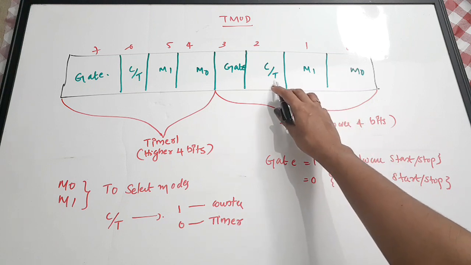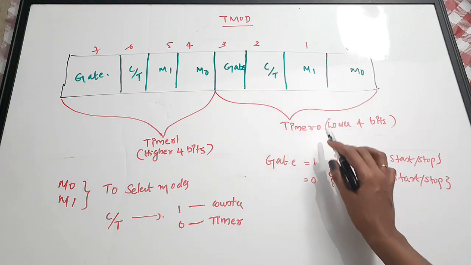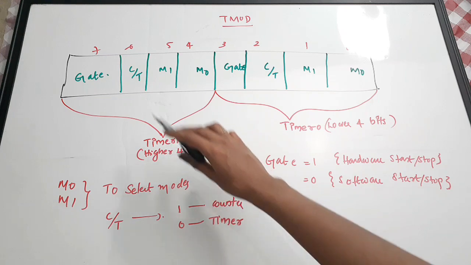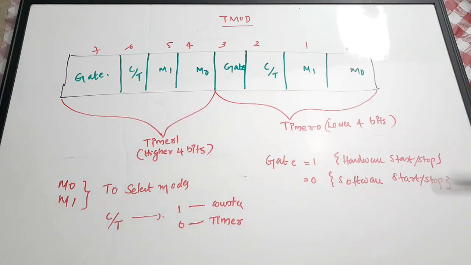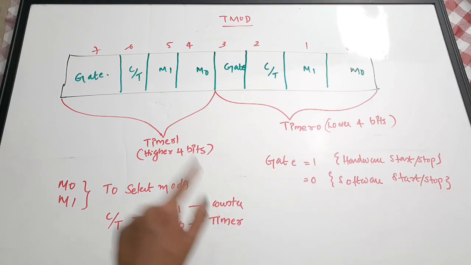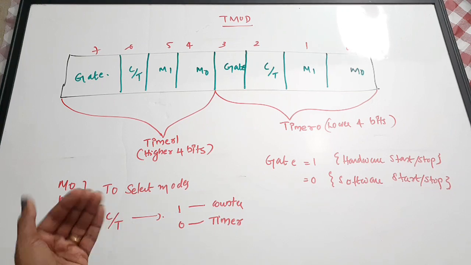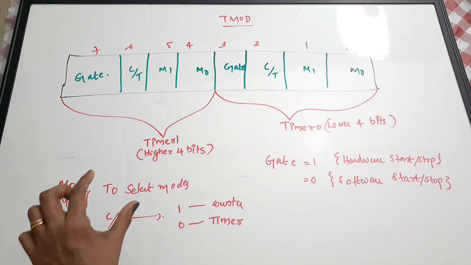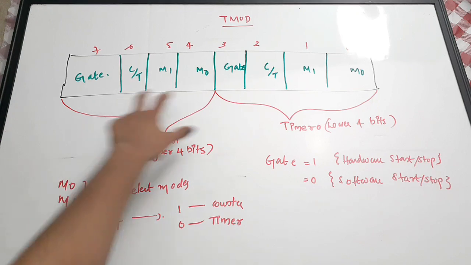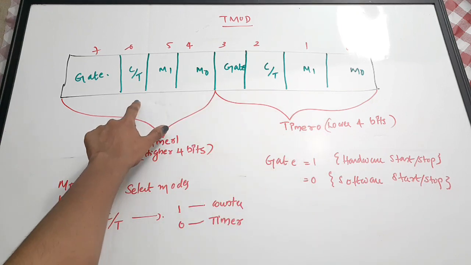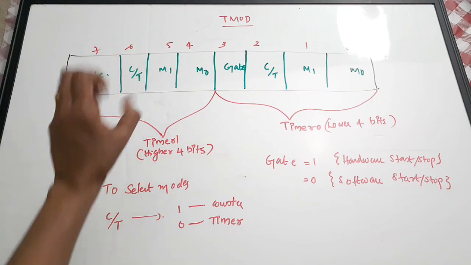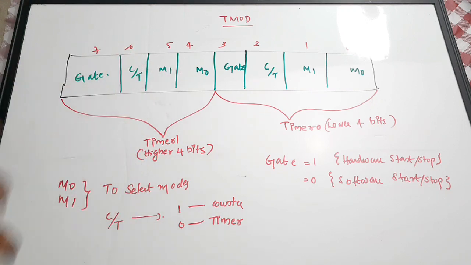And there is a field called C/T for the timer 0 portion, and also for the timer 1 portion there is a field called C/T. That is a bit. If this C/T bit is 1, it will function as a counter. If it is 0, it will function as a timer. So it is counter bar timer select. In order to set whether it is a timer or a counter, we use this field. This field is there for timer 1 and also for timer 0. If this field for timer 1 is 1, it now functions as a counter. If it is 0, it functions as a timer.